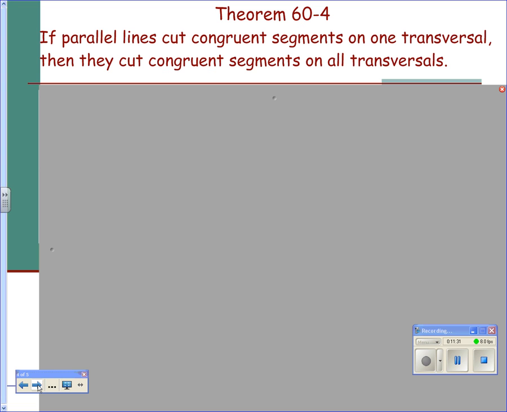Another theorem. The last theorem for today, actually for the year. If parallel lines cut congruent segments on one transversal, then they cut congruent segments on all transversals.